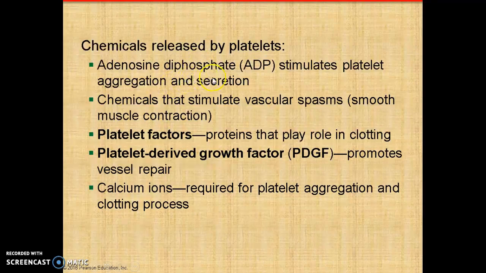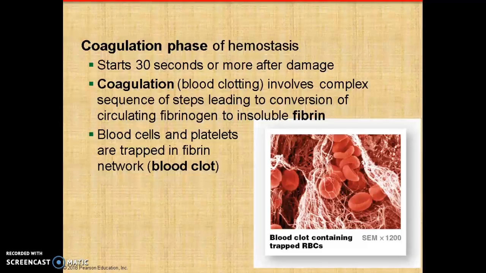One is adenosine diphosphate that stimulates platelet grouping, aggregation, and secretion. And then chemicals that stimulate vascular spasms will be released. Platelet factors are proteins that will be involved in clotting. And then platelet-derived growth factors promote vessel repair. You do not need to know these chemicals. Calcium ions are also required for the clotting process. You do need to know that calcium is important for clotting.